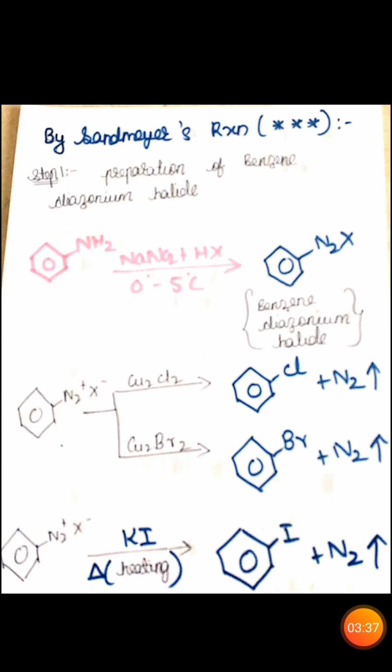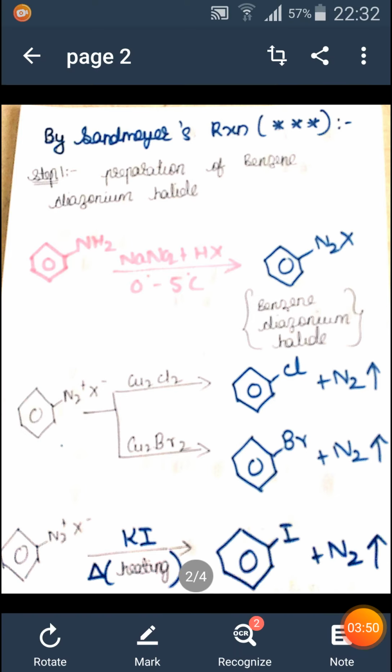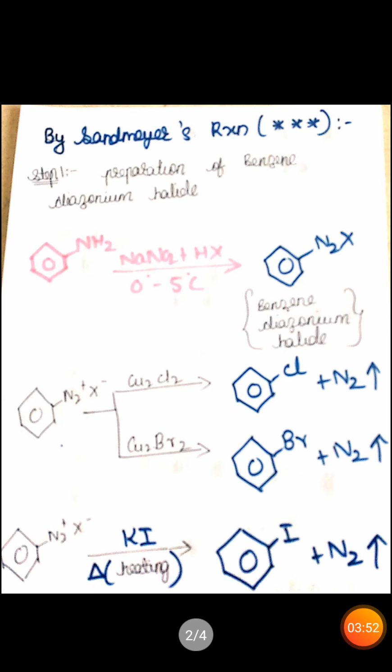Now, why do we need this? Because you can see in the next reaction that we take this benzene diazonium halide and add Cu2Cl2. We will get chlorobenzene plus dinitrogen gas, and this blue color arrow which I have made represents that it is the gas which is being evolved in the reaction. The second one is benzene diazonium halide with Cu2Br2, giving bromobenzene plus N2.